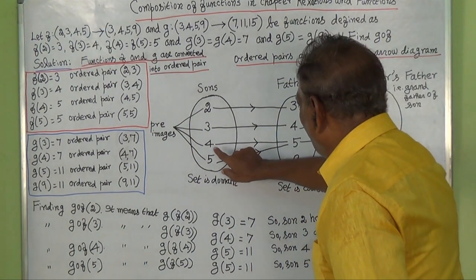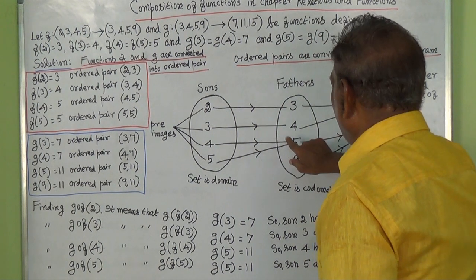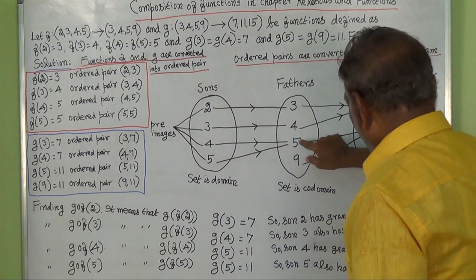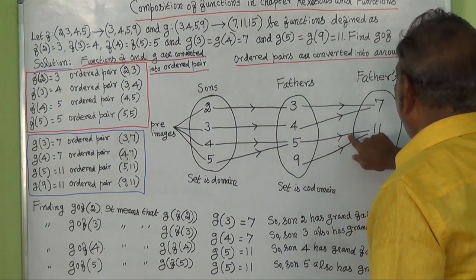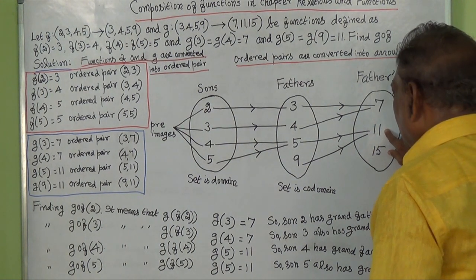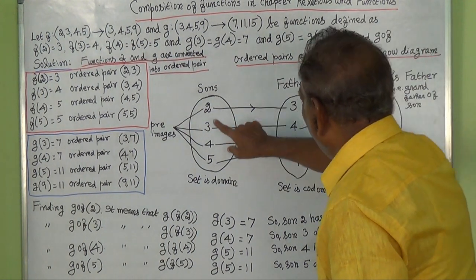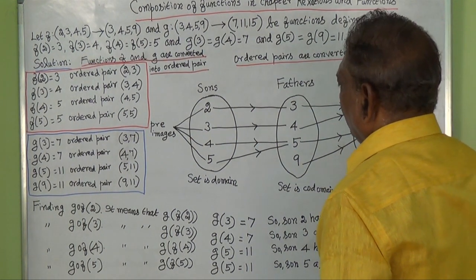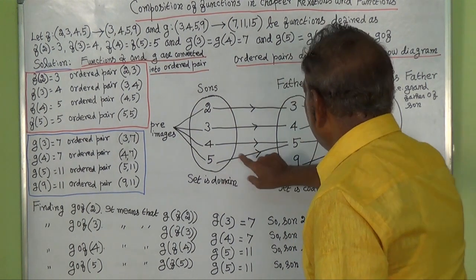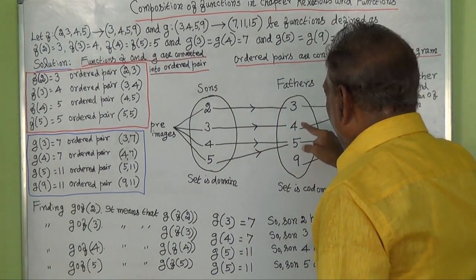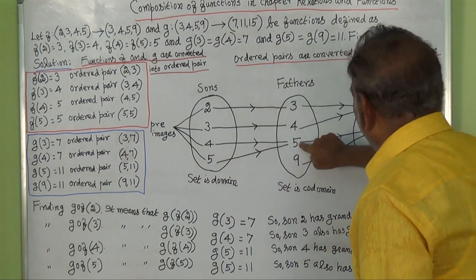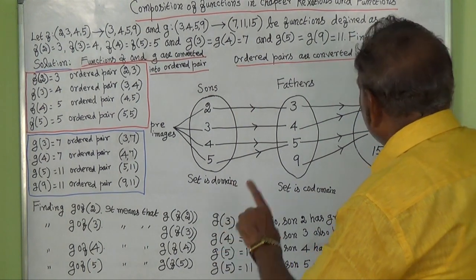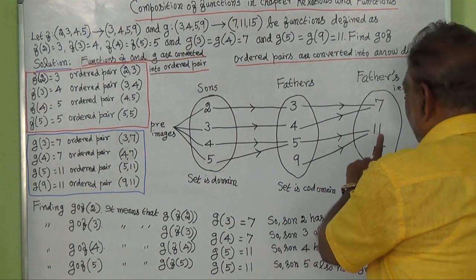The pre-image 4 has the image 5 and the pre-image 5 has the image 11, so that the pre-image 4 is getting the image 11. The pre-image 5 has the image 5 and the pre-image 5 has the image 11, so that the pre-image 5 is getting the image 11.